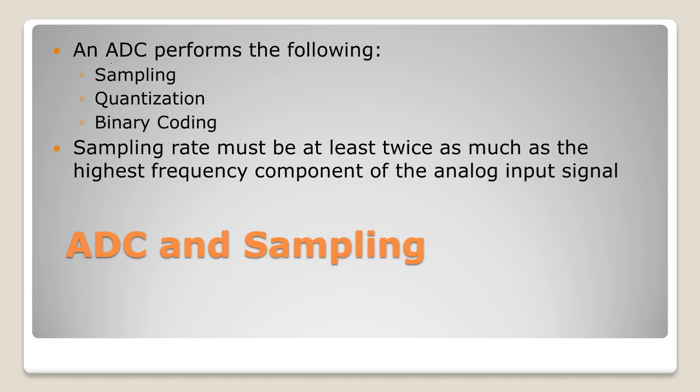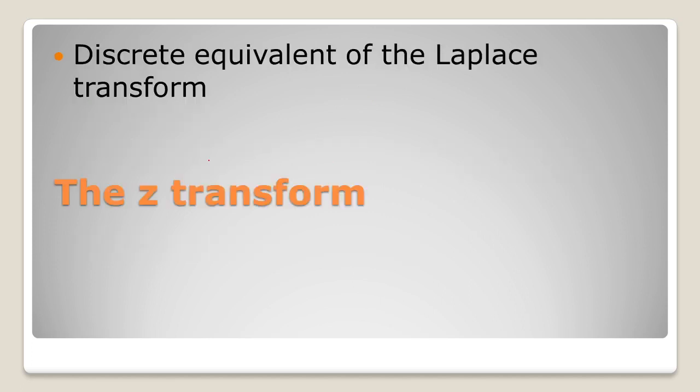The ADC performs three operations: sampling, quantization, and binary coding. Sampling is FS. Fs is greater than or equal to twice Fm. This is the sampling frequency, the sampling theorem. Fm is the maximum frequency. The sampling frequency should be greater than or equal to twice the maximum frequency.